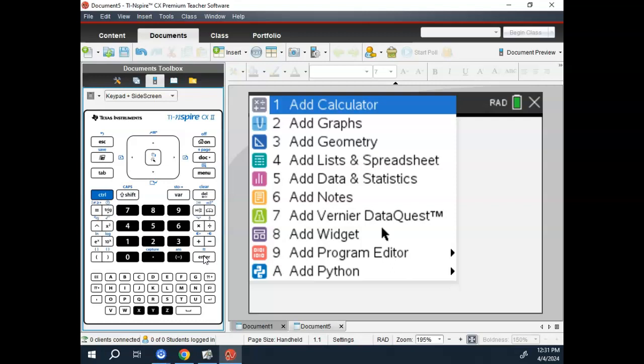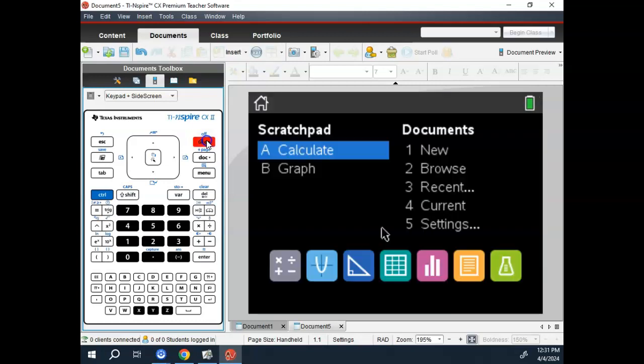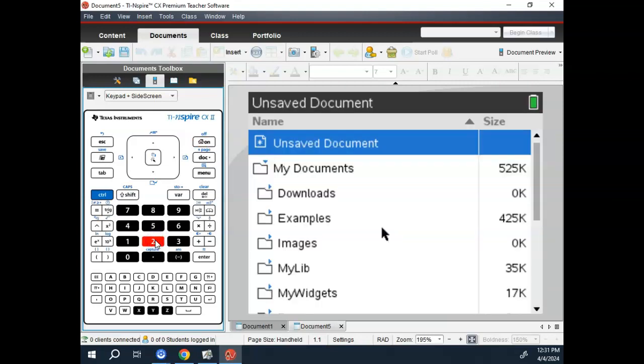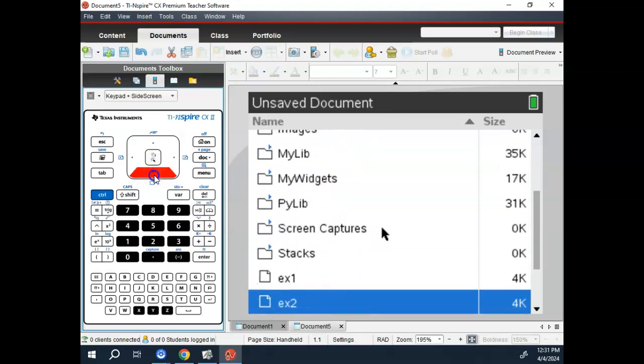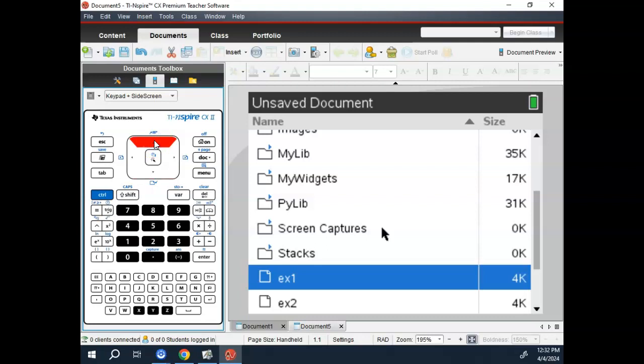Now, so we just worked on FRQ2. Now we're like, oh, I know what I can do on FRQ1. I want to go back to it. So we hit on. And you see how you have new, browse, recent, and so on. So you can either do browse or recent. Either one, but if I browse, it's going to show me everything. I probably have more stuff than you do because I automatically have all these folders. But there's your example 1 and example 2.